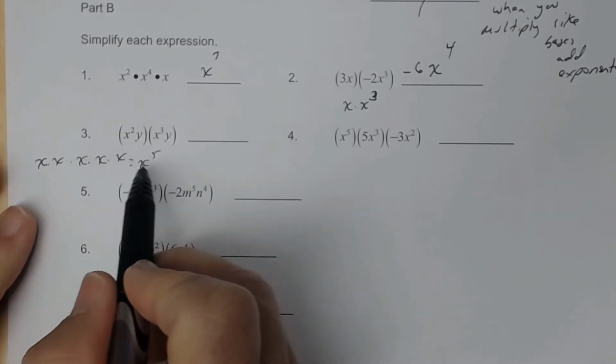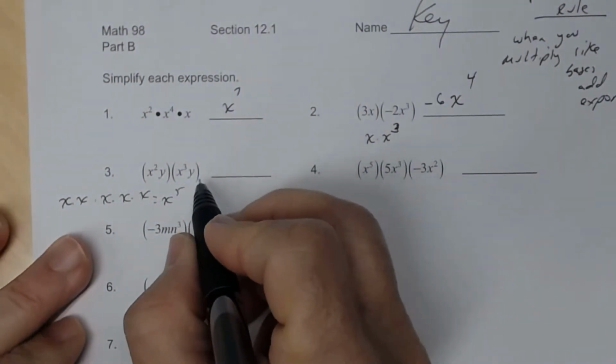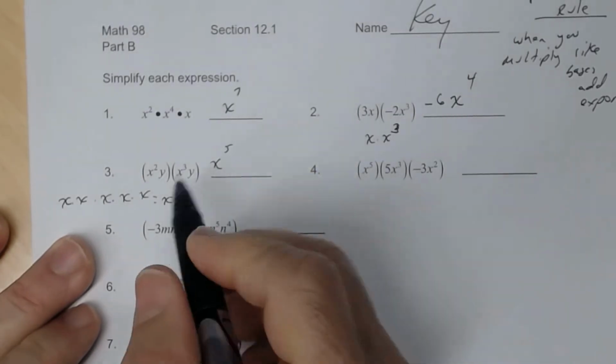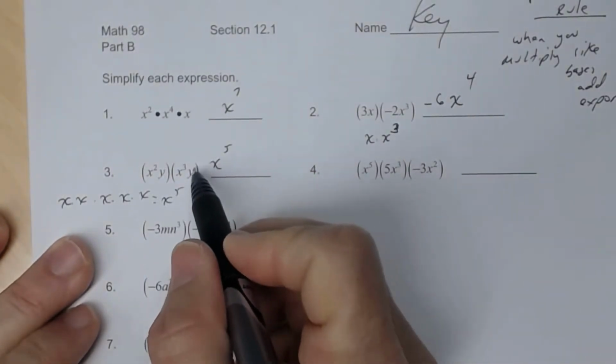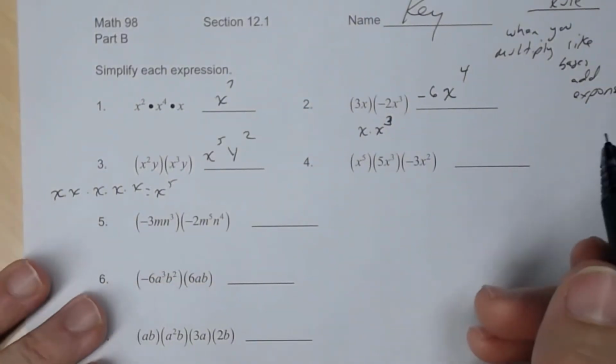All right, but you don't want to do it this way. You want to use the rule you now know, the product rule. So there'll be x to the 5th, and then y to the 1st times y to the 1st is y to the 2nd power. 1 plus 1 is 2.